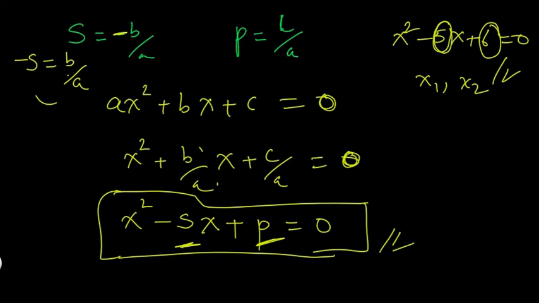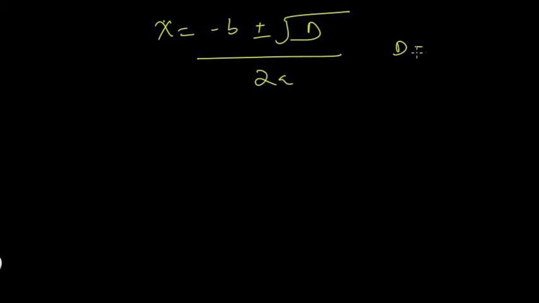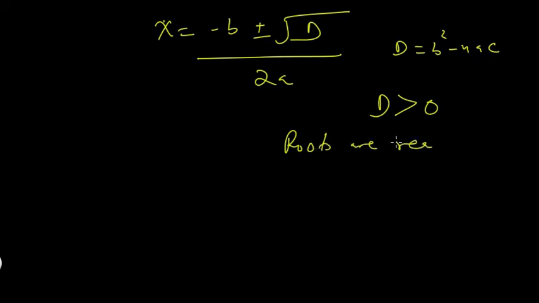Now we have to check the nature of the roots. Normally the quadratic formula is minus b plus or minus under root D by 2a, where D is b square minus 4ac. If D, which is equal to b square minus 4ac, is greater than 0, then always remember that the two roots are real and distinct. Of course, because D will be positive, the value inside the root is positive, and it will definitely have a plus and a minus, which are different. So roots are real and distinct means both are different.